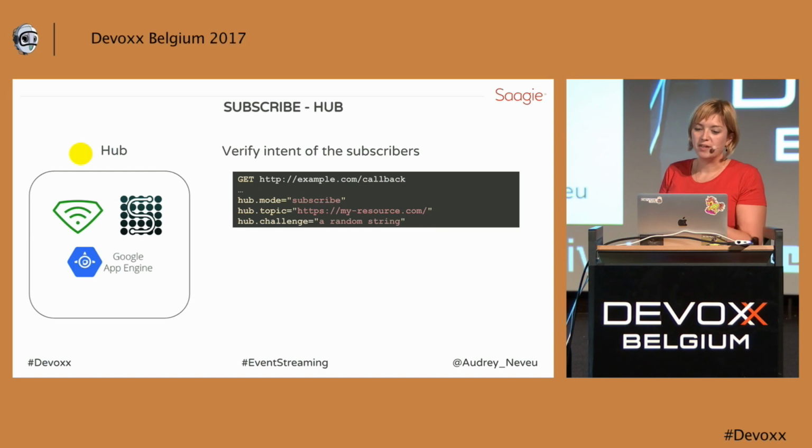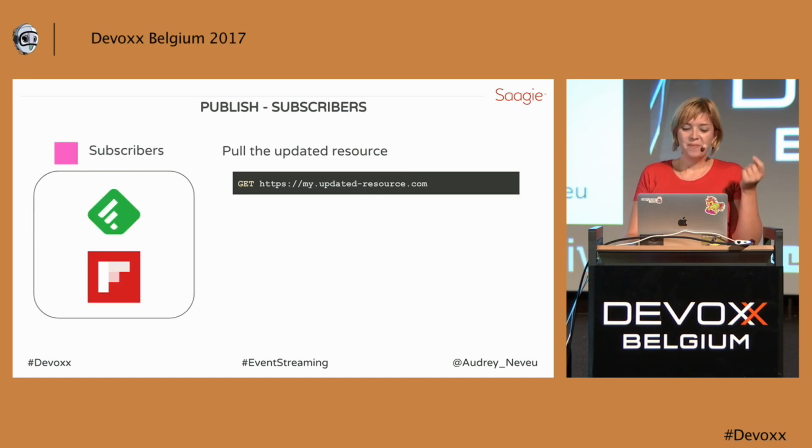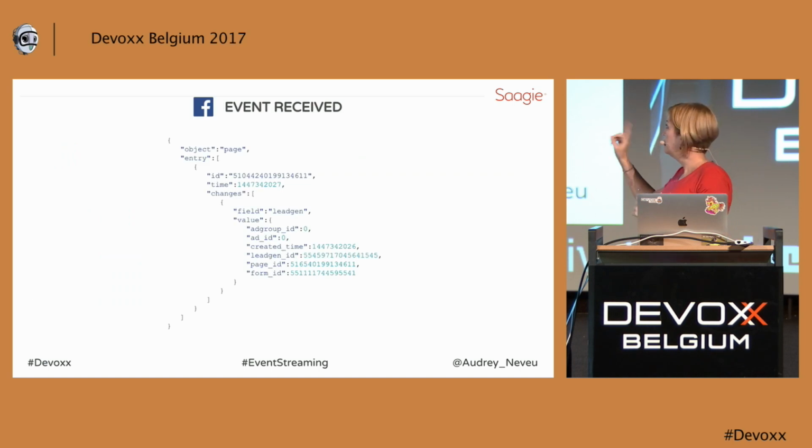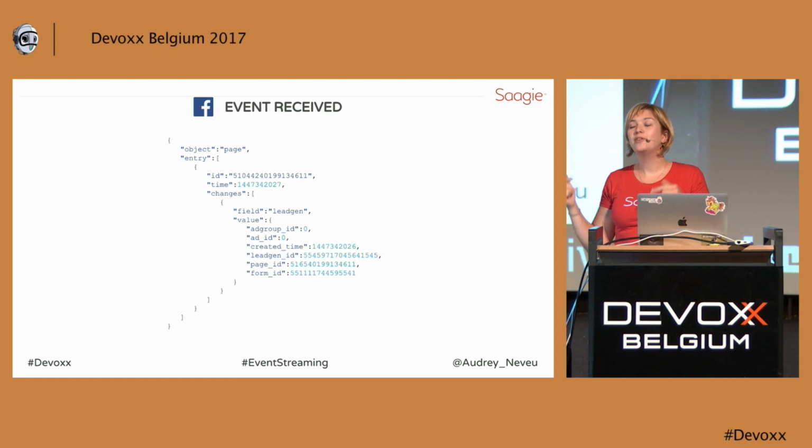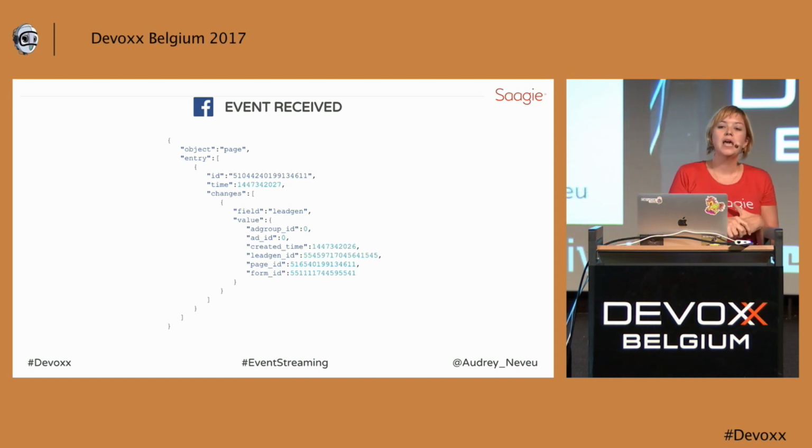And here comes the tricky part, because then the subscriber has to make a GET request to get the updated resource. It means that Facebook, for example, is sending you this. So you can see which field has been updated, when, but you don't know what has been updated. That's the reason why I took Facebook as an example.